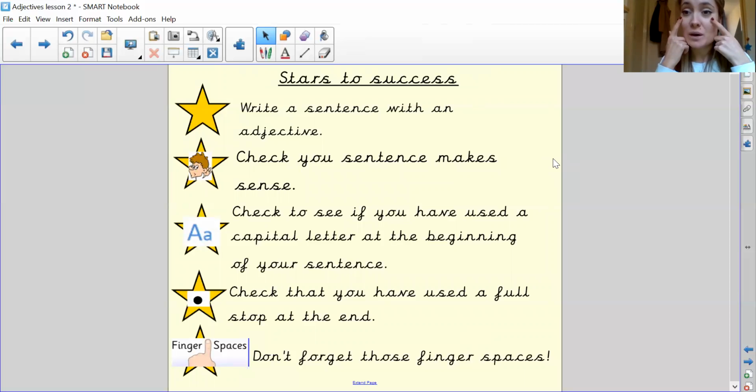Okay, so here's what I'm looking for you to do. So write a sentence with an adjective. Check that your sentence makes sense when you read it out loud. Check to see if you've got capital letters and that you've used a full stop. And don't forget those finger spaces.